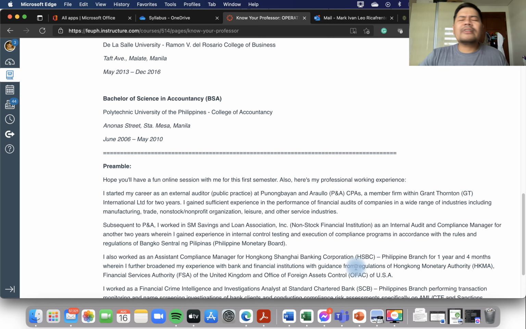with the guidance from different regulations, wherein kasi yung HSBC, marami kasi siyang tawag dito, banks all over the world. So, of course, through that, maraming mga regulations. So, the bank is being scrutinized by different regulators, including Hong Kong Monetary Authority, or HKMA. It's the monetary board in the Hong Kong. Then we also have here the Financial Services Authority, or FSA, of the United Kingdom. And of course, with the US, it's the Office of the Foreign Assets Controller, the OFAC.